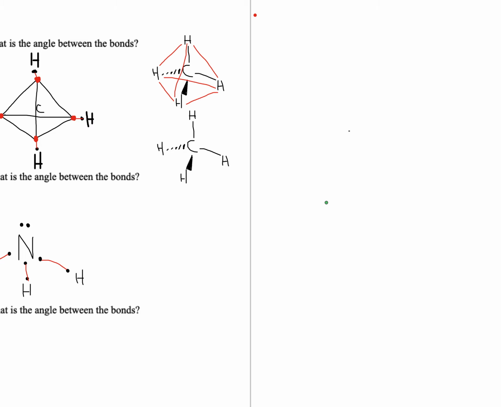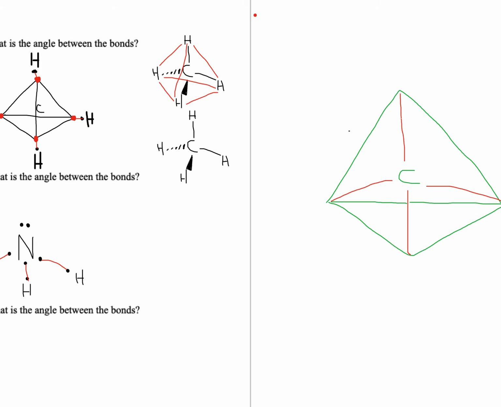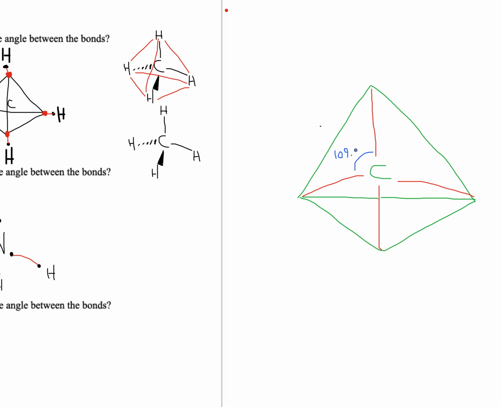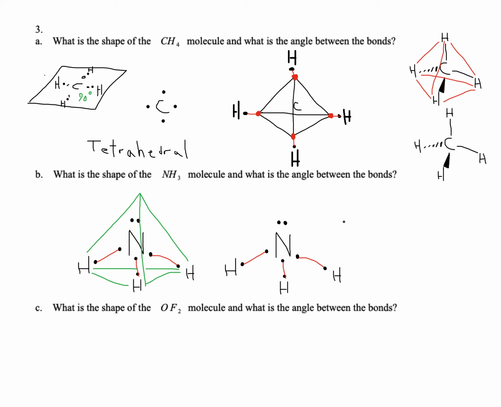And so if we draw a pyramid, we can see that the angle between the bonds would be a little bit bigger than 90. Yes, so this angle here turns out to be about 109.5 degrees. And so when we have the tetrahedral shape, that'll be our bond angle. That'll be the angle between all the different bonds.